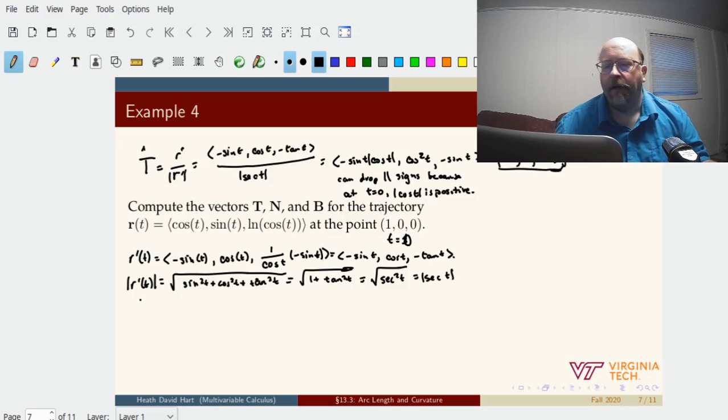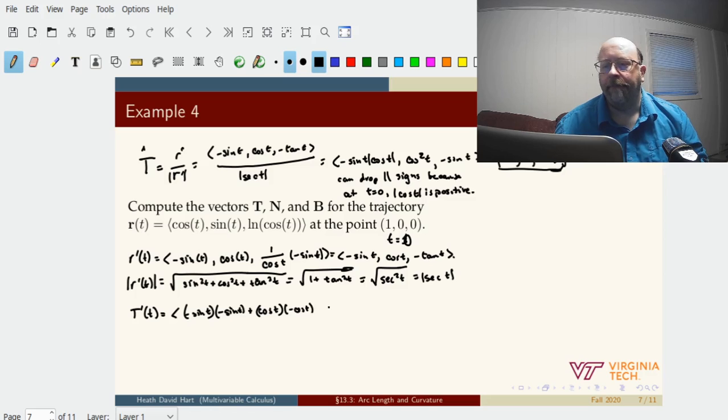All right. So now we have to take the derivative of this. T prime of t is the derivative of negative sine of t cosine of t. We have to use the product rule on this. So we're going to get negative sine of t times the derivative of cosine of t, which is negative sine of t again, plus cosine of t times the derivative of negative sine of t, which is negative cosine of t.